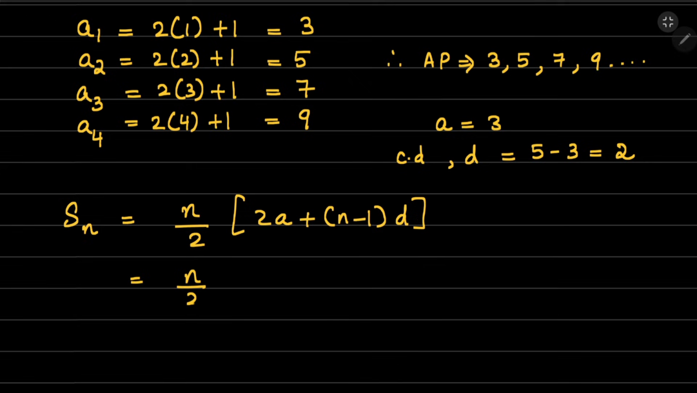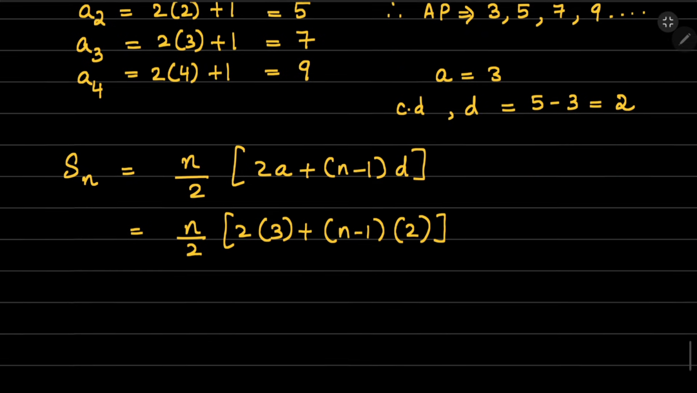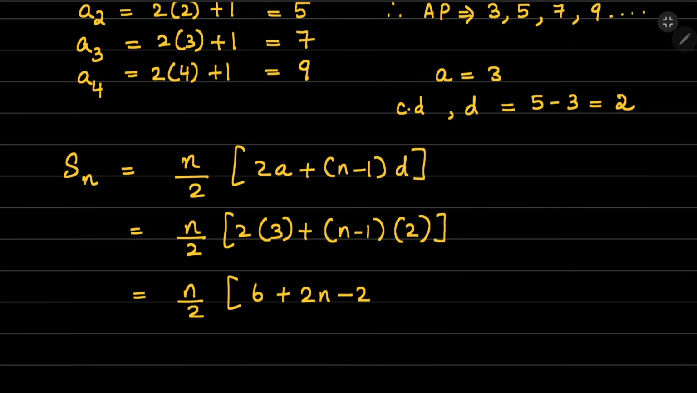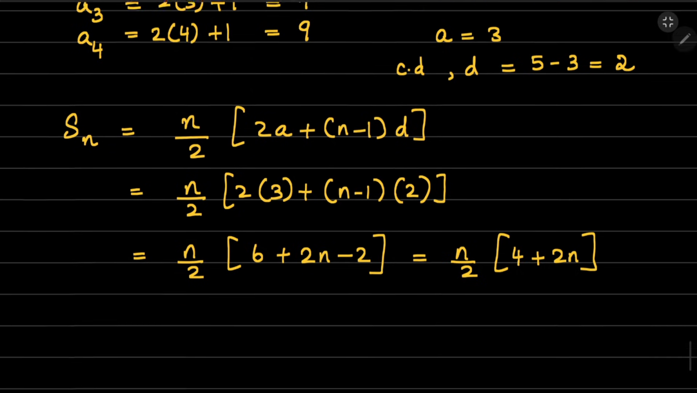So we'll just write n by 2 into, we can replace a with the first term, that is 3, plus n minus 1 into what is d? d is 2. So just simplify it. n by 2 multiplied by 6 plus 2n minus 2. So this is nothing but n by 2 multiplied by 6 minus 2 is 4, plus 2n. Take 2 common out.